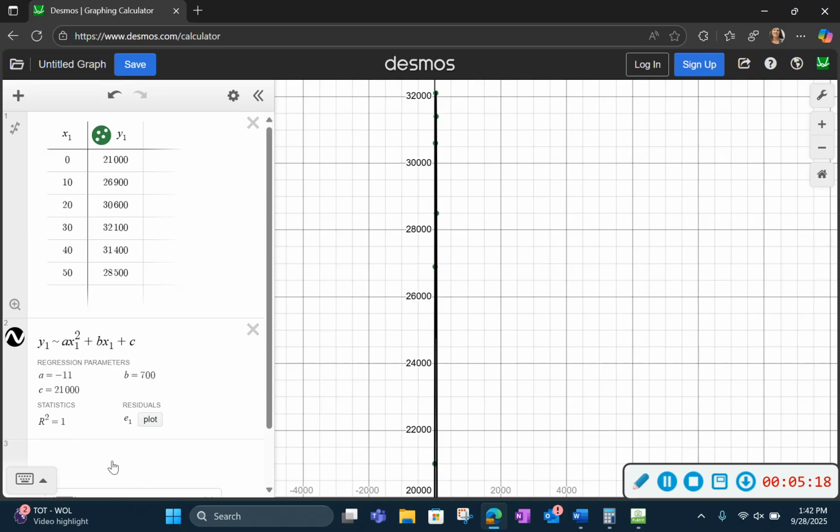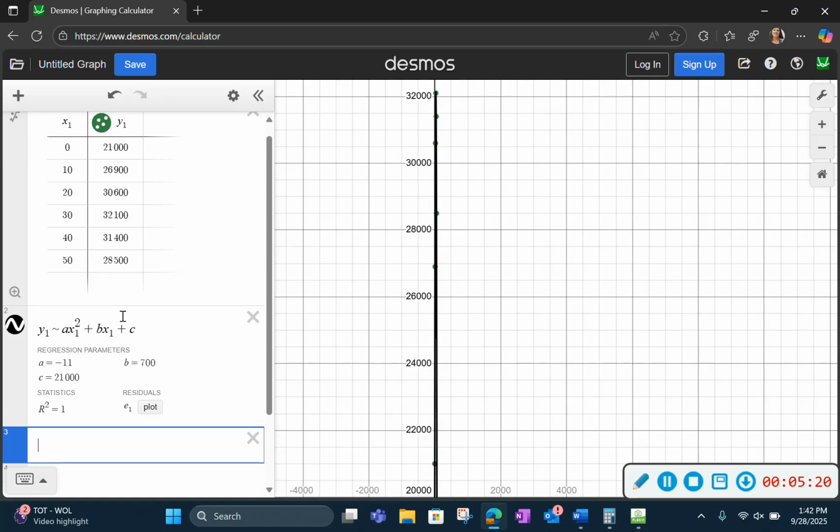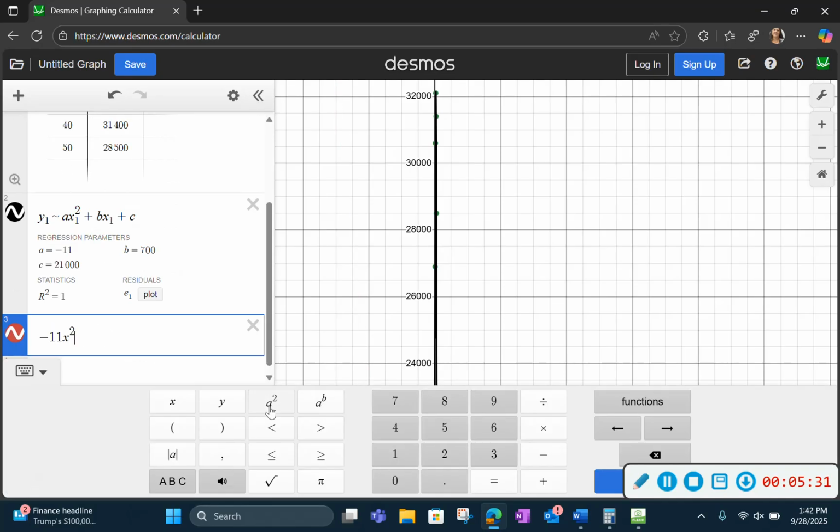So now we're going to write an equation in standard form, but now using these A, B, C values. So we're going to say -11 X, and we want that to be squared. Then we have positive 700 X, and then plus 21,000. So what this is verifying is that this is the information to create a parabola that matches this.